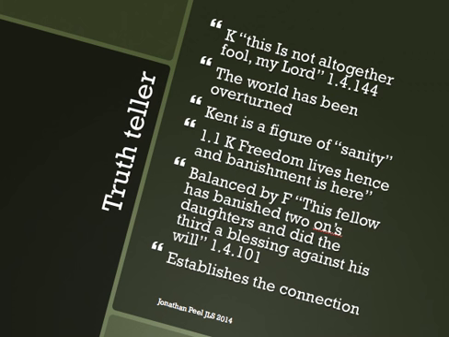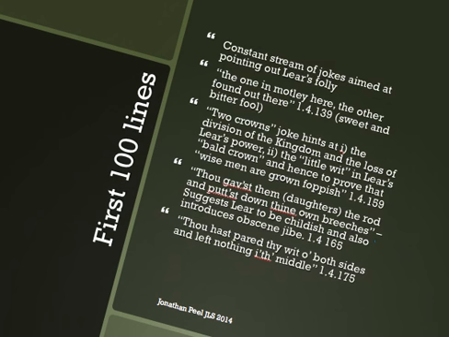The Fool taps into this idea directly and thus establishes a connection between himself and Kent that will run through the rest of the scene. For the first 100 lines or so that the Fool is on stage, we see a constant stream of jokes aimed at pointing out Lear's folly.